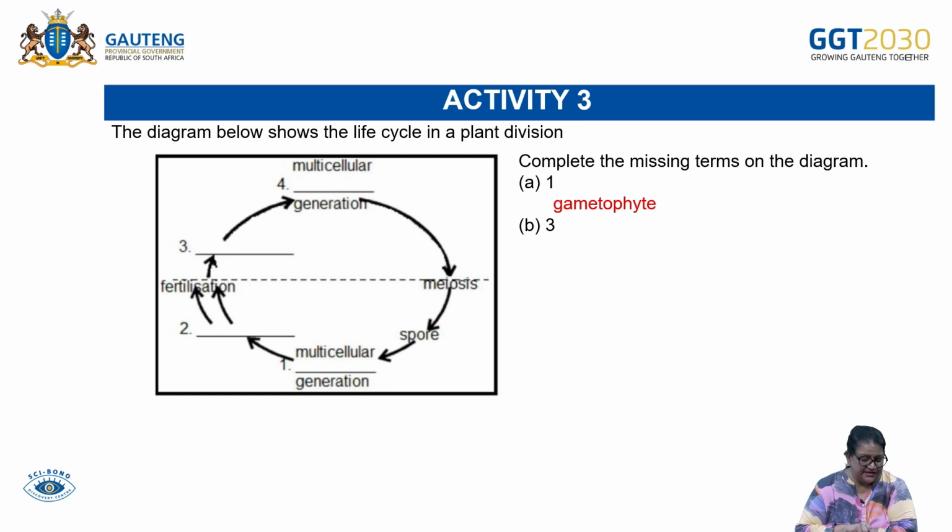How will you know that that is a gametophyte? The fact that they say that this one is going to give rise to two, and there's fertilization, it means for fertilization, two has to be a gamete. So if that's a gamete that comes together for fertilization, this can't be a sporophyte. It has to be a multicellular gametophyte generation, which produces, number two is gametes. They come together for fertilization. Then they form a diploid zygote, which is 3.